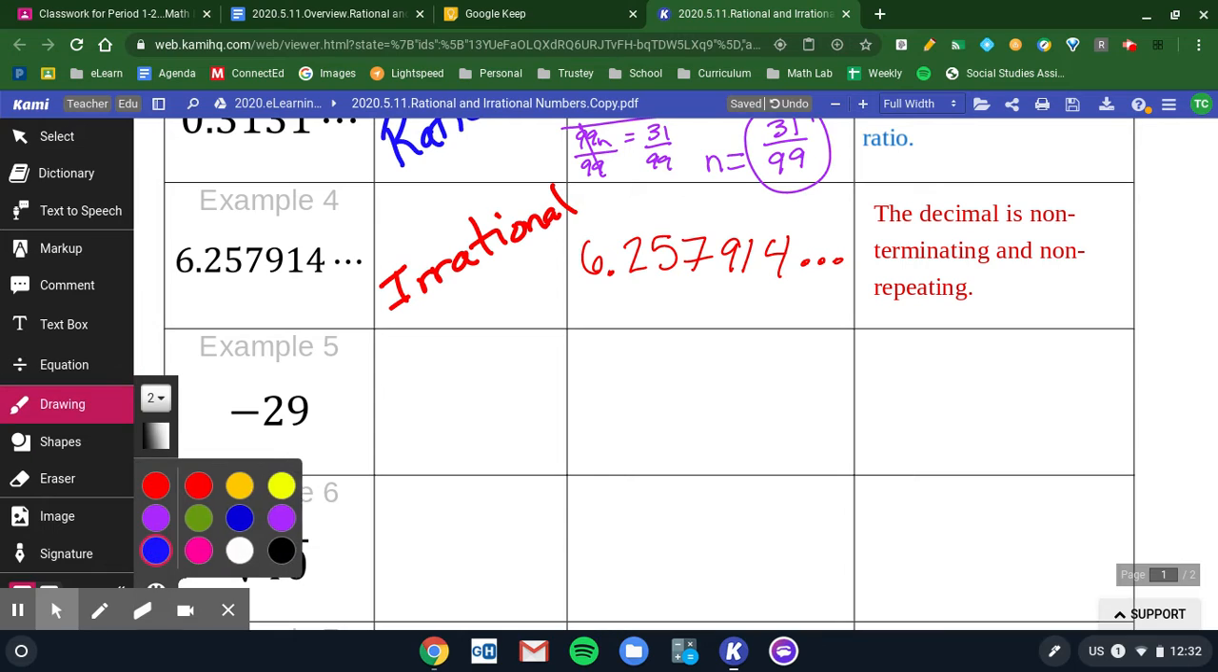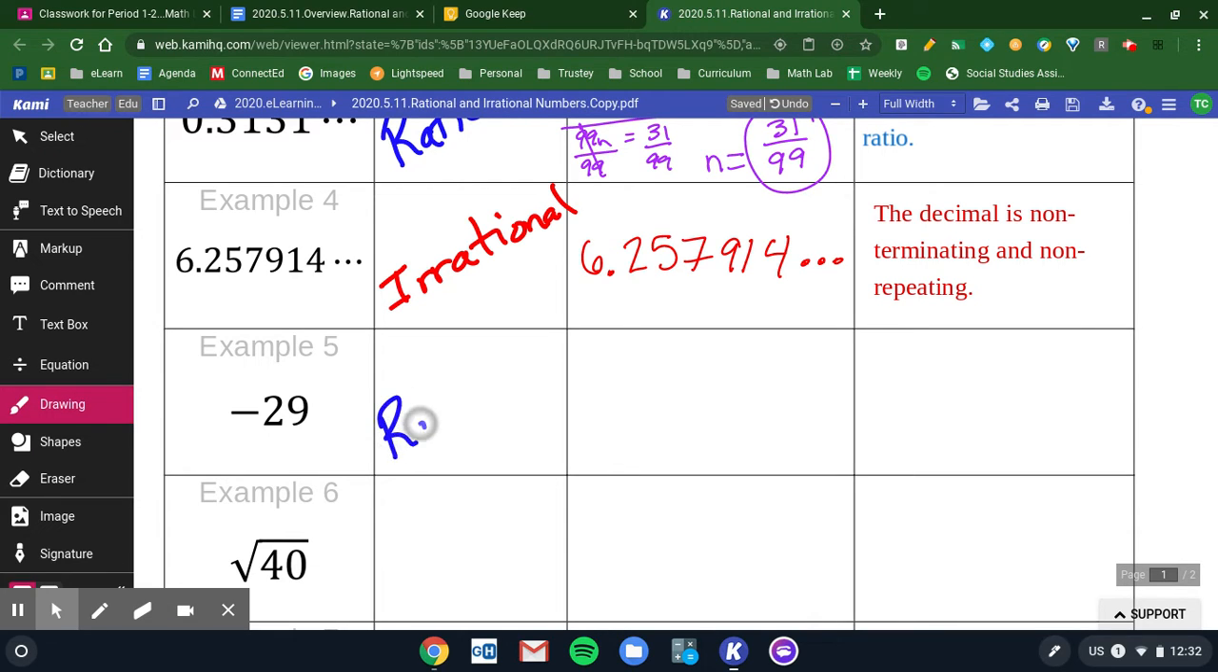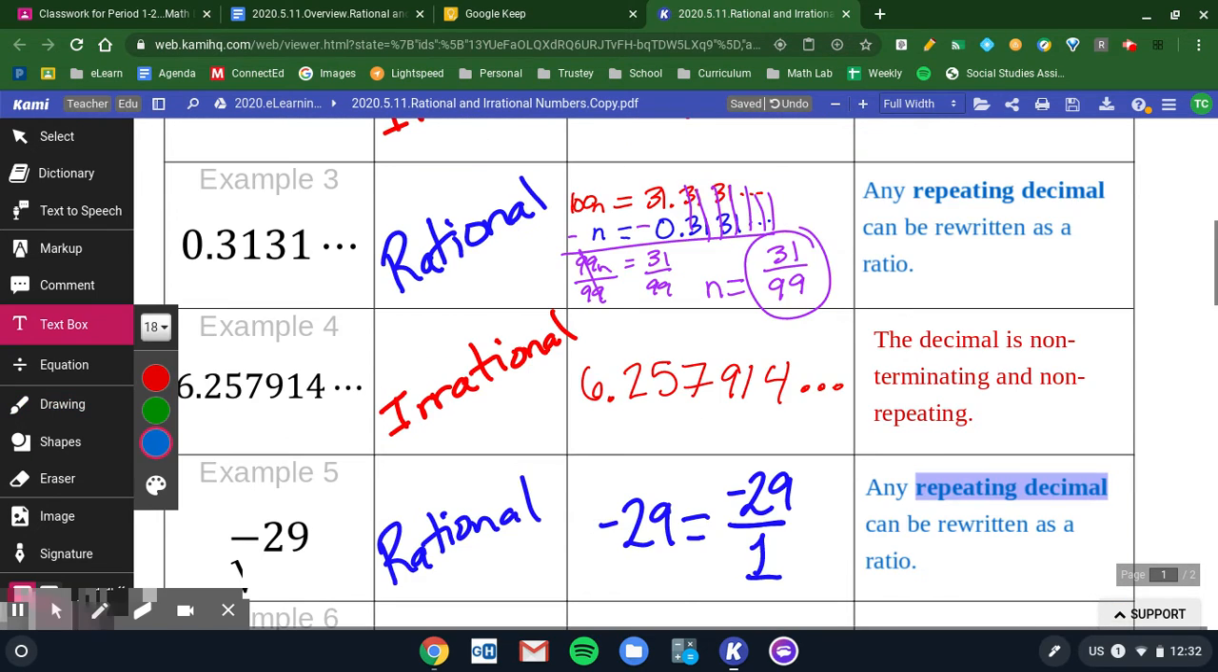Let's keep on marching along, shall we? -29 we think is rational. Why is it rational? Prove that -29 can be written as a ratio. Well, I can rewrite it as -29/1. Anything divided by 1 is itself. And boom, there is a rational number. And so I can borrow the verbal proof from above, but I'm going to get rid of repeating decimal and write integer.